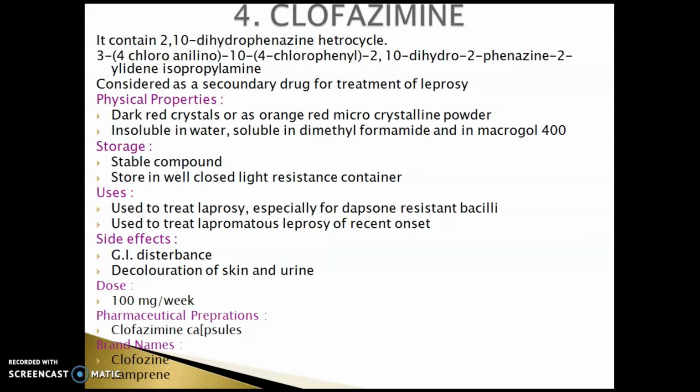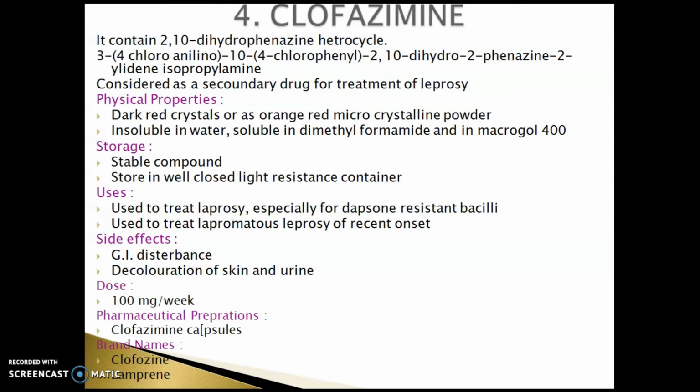The next drug is clofazimine. It contains a 2,10-dihydrophenazine heterocycle. The chemical name of clofazimine is 3-(4-chloroanilino)-10-(4-chlorophenyl)-2,10-dihydro-2-phenazinimine isopropylamine. It is considered a secondary drug for the treatment of leprosy. The first drug of choice is dapsone and the second drug of choice is clofazimine.